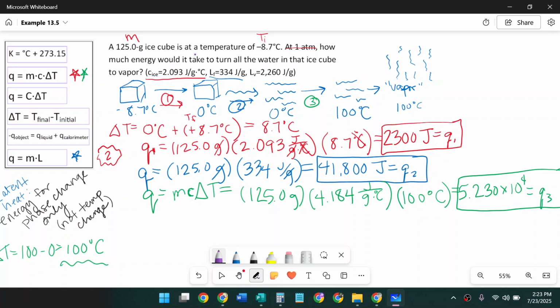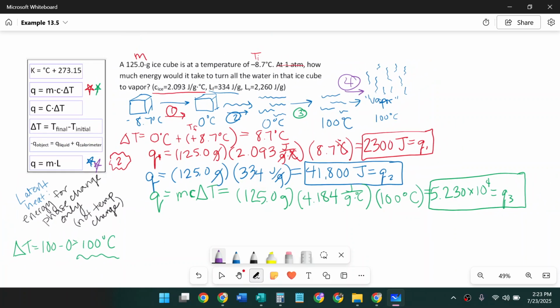Oops, the arrow should line up better. This is step 4. We're not changing temperature, we're just changing phases, which means we care about latent heat. So it goes down here. I put a little note down here at the bottom to help us remember that latent heat means the heat for a phase change.